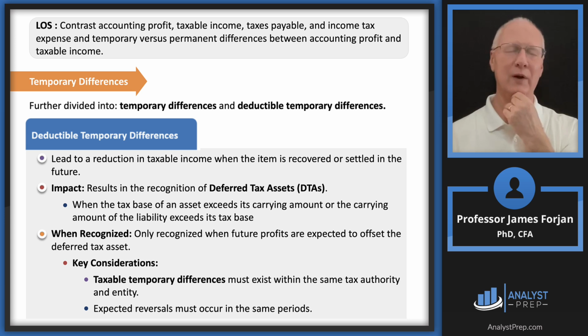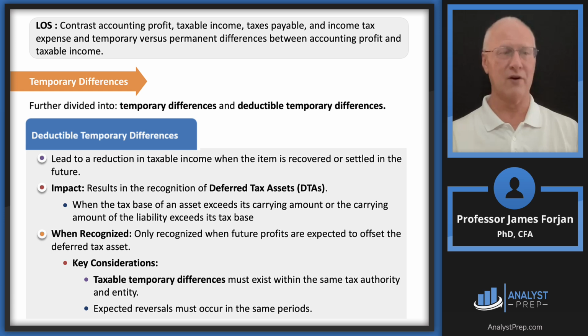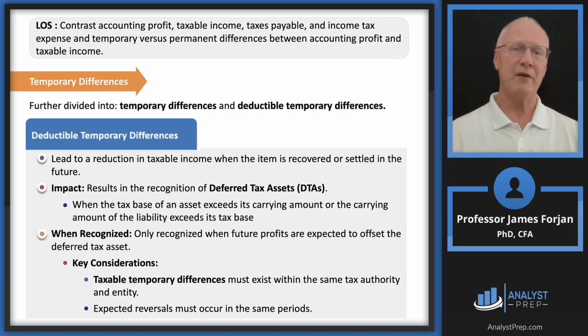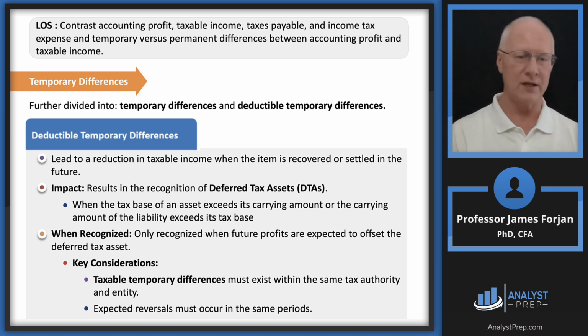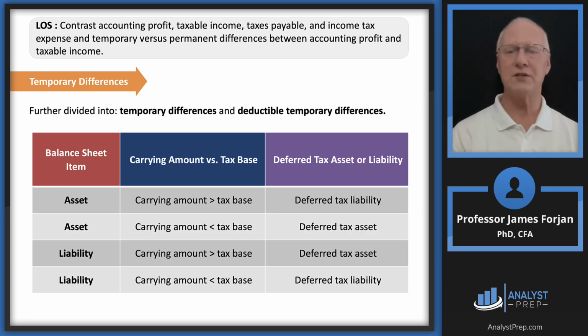I can't imagine the Institute would ask you a question about this, but it's something that might find itself in the back of your brain. These temporary differences exist inside of the same tax authority and the same entity. So don't be fooled if the Institute says something like, here's a company operating in Canada, also with a subsidiary over here and a subsidiary over there, and then they try to trick you about what these temporary differences are. Remember, it's got to be inside of that geographic boundary. And then, as I was saying earlier, the expected reversal must occur in the relatively near future, whatever that means.